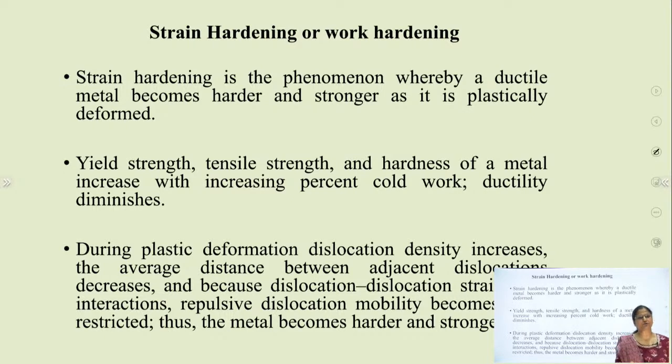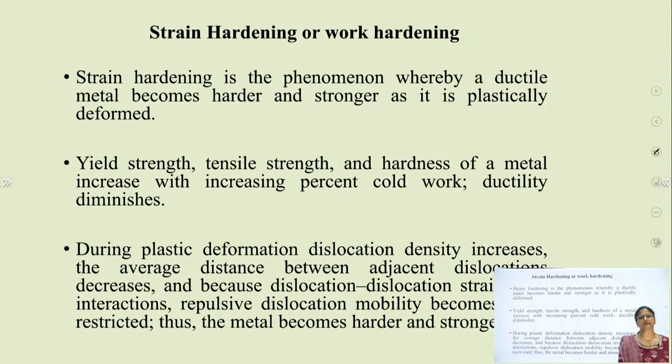We need larger force to further deform the material because strain hardening increases the strength of the material when it is plastically deformed. During tensile testing, the material continuously deforms plastically, and from yield point to ultimate tensile point, the phenomenon called strain hardening can easily be seen on the stress strain diagram. Due to strain hardening, yield strength, tensile strength and hardness of the material increase with increasing percent cold work, whereas ductility reduces. So during plastic deformation, what happens?